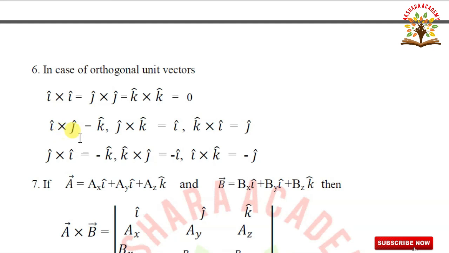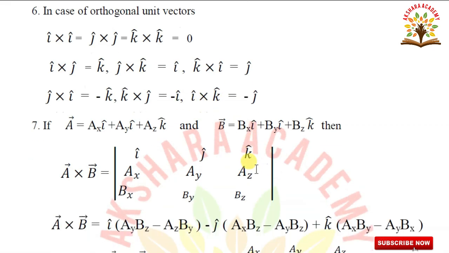i bar cross j bar is equal to k bar. j bar cross k bar is equal to i bar. k bar cross i bar is equal to j bar. Next, j bar cross i bar is equal to minus k bar, k bar cross j bar is equal to minus i bar, i bar cross k bar is equal to minus j bar.